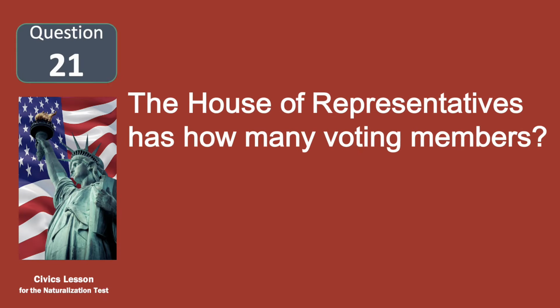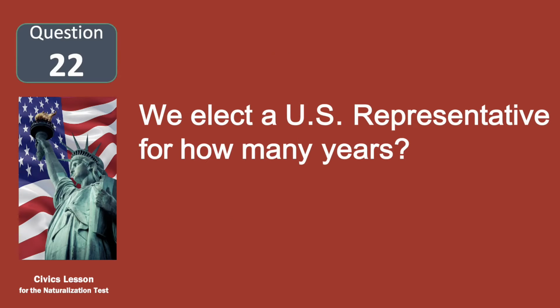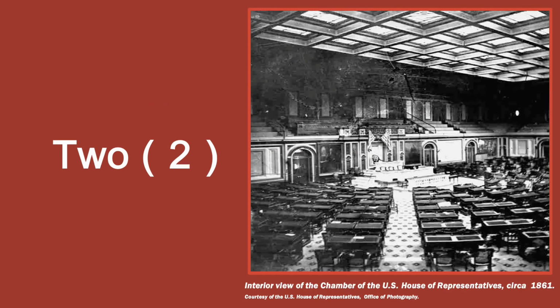The House of Representatives has how many voting members? 435. We elect a U.S. representative for how many years? 2.